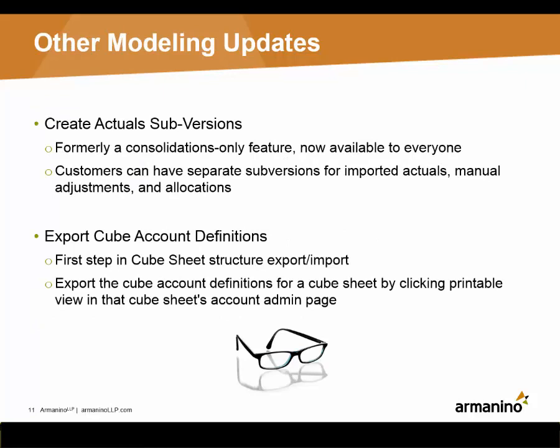Now we can discuss other modeling updates. Users can now create separate subversions. For example, you can have a version for your originally imported actuals from your accounting system, an actuals version for your manual adjustments, another one for your allocations. All subversions then roll up to a total parent actuals version. Also, you can now export the cube account definitions for a cube sheet by clicking Printable View in that cube.